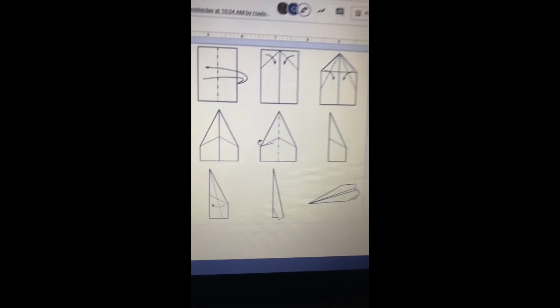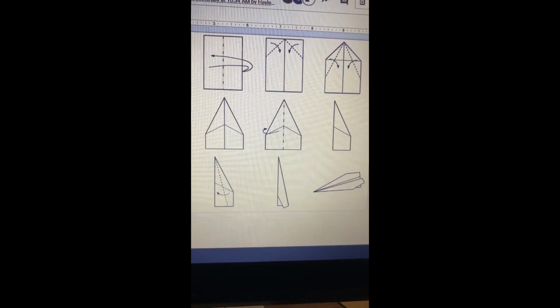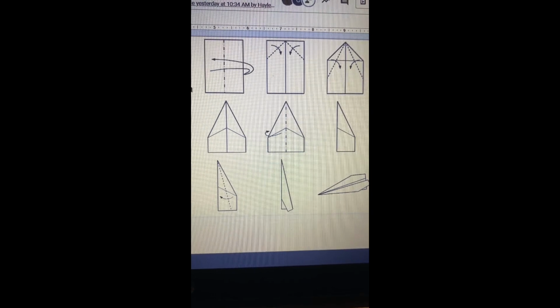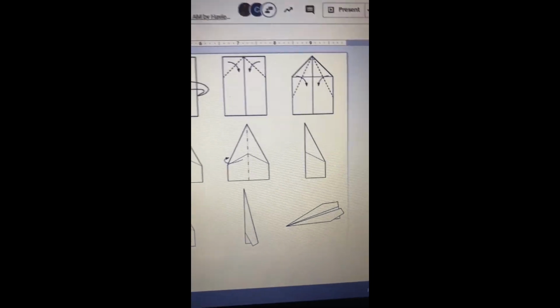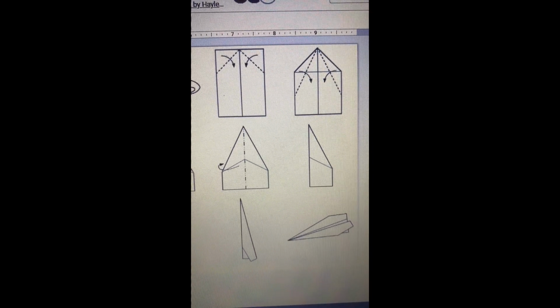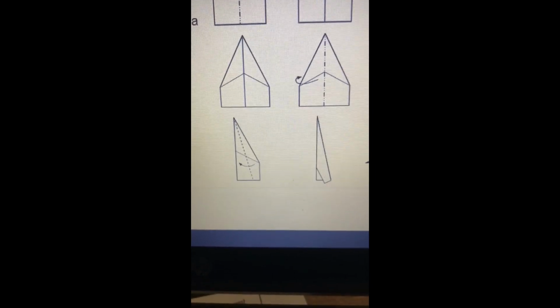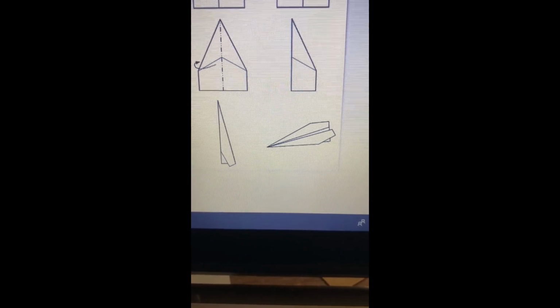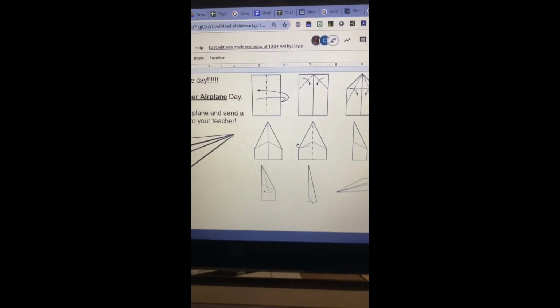You can go ahead and pause this video right here so you have your directions and you can see what to do. You're going to take a piece of paper and you're going to fold it in half hot dog style. Then you're going to fold the tops inward. Keep folding. You should have something like this. I'm really not the expert at making a paper plane, so I'm just showing you the directions little by little. You could probably also YouTube how to create a paper airplane if this is not easy enough.